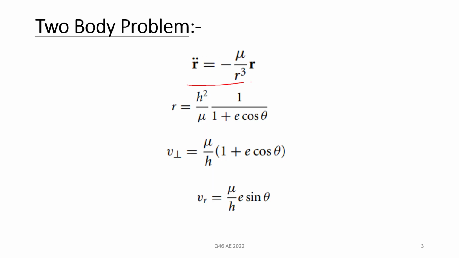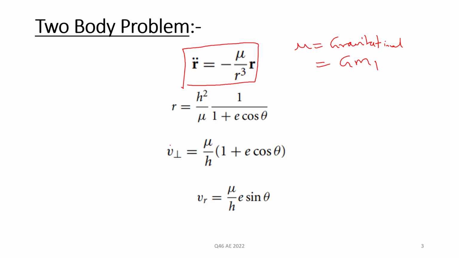According to Newton's second law of motion, we can write r double dot equal to minus mu upon r cube r vector, where mu is the gravitational constant of mass m1 and r is the position vector. This mu is equal to G into m1. If we solve this equation, we will get r equal to h square upon mu, 1 plus e cos theta.